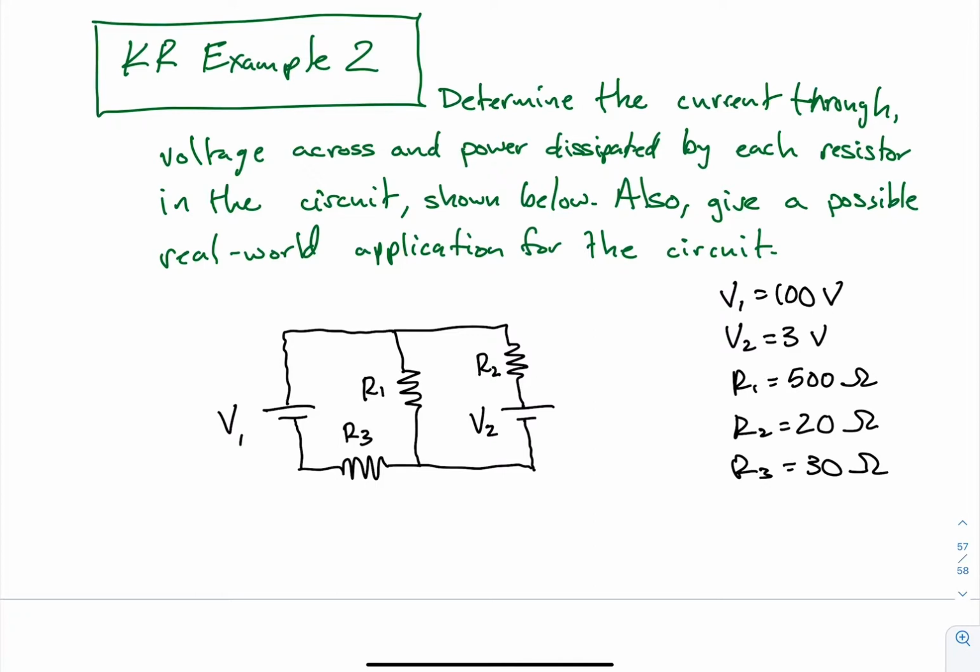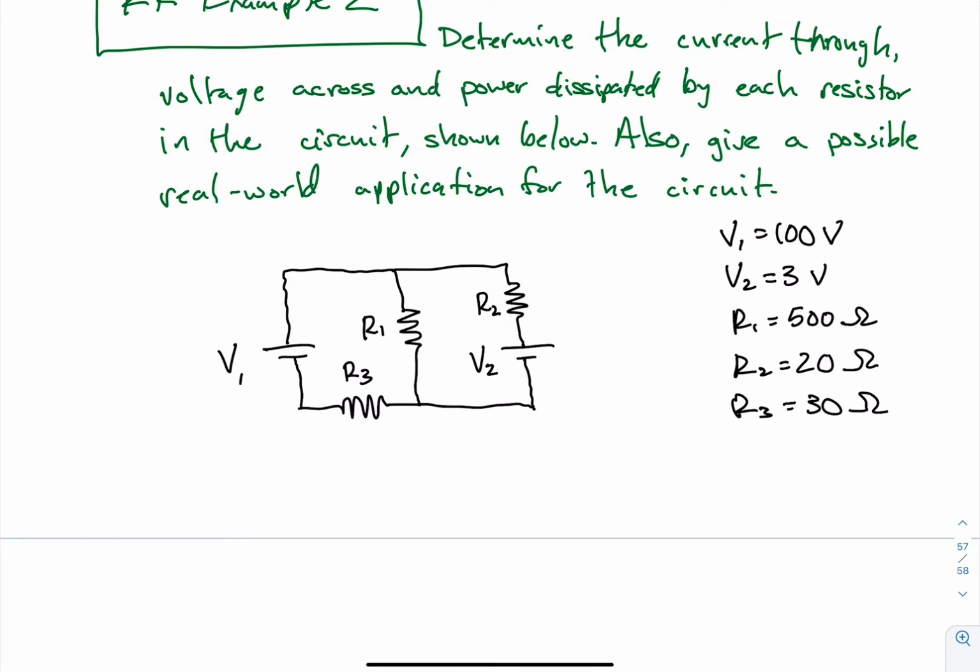So when all is said and done, we're going to come up with something that this circuit may actually be used for. And so here's our circuit. We're given the voltages and the resistance values for everything, and we're asked to apply Kirchhoff's rules.